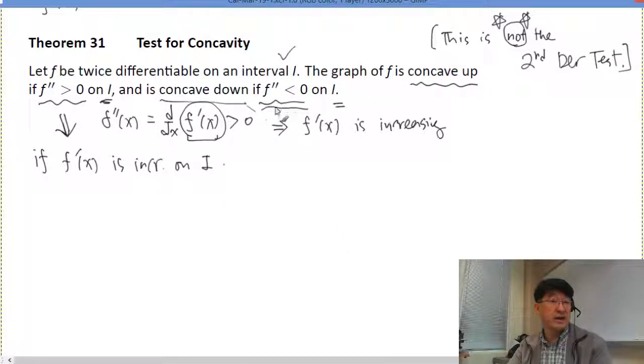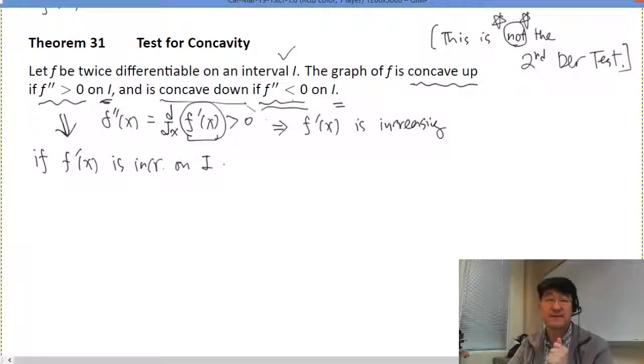If the derivative is negative, you can interpret it again like this. That means the derivative of the first derivative is negative. Therefore, the first derivative is decreasing. That is the very definition of concave down. So I think it's really easy to understand this test for the derivative.